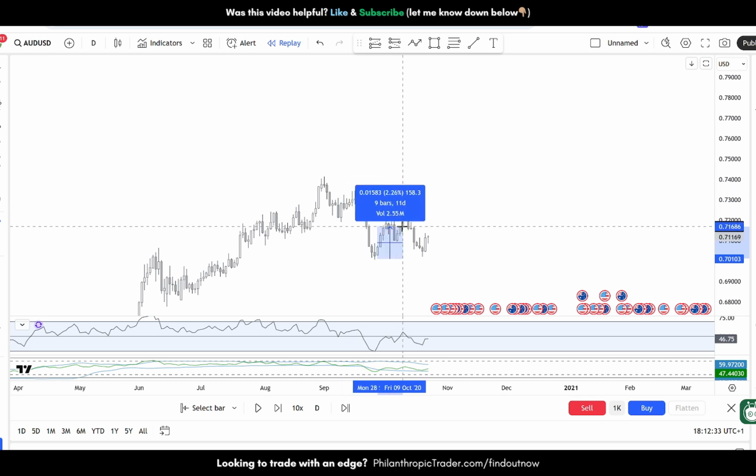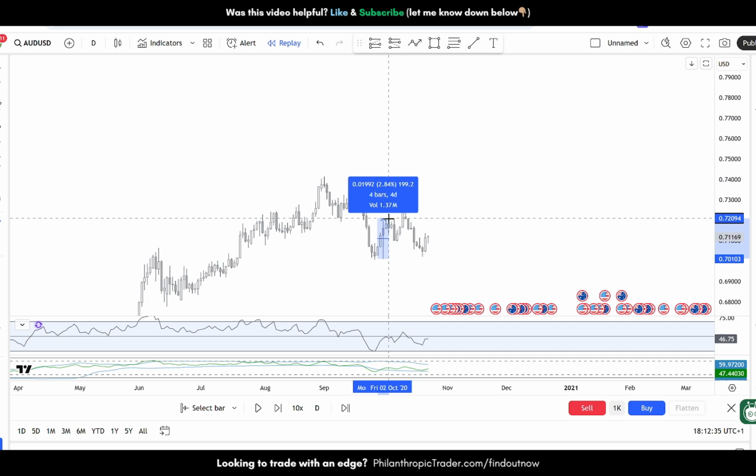And over here, let me see, this was about 200 pips. And if you look at the right side, we see 0.72 and we see the lowest point is 0.70. So yeah, that also shows that there was a 200 pip move. So that is really simple.